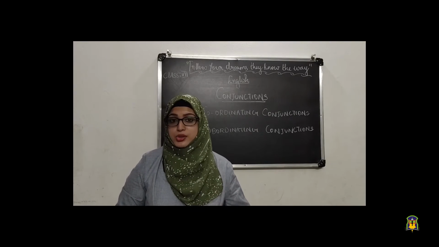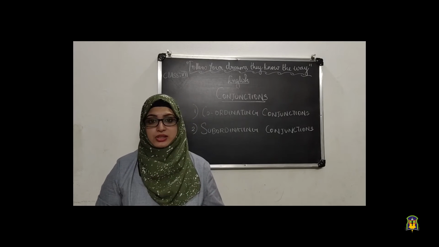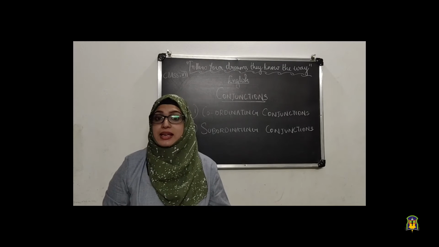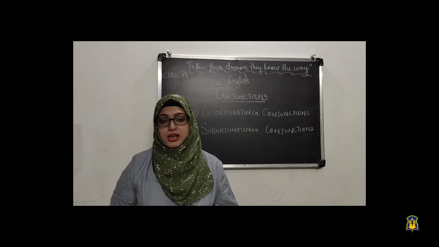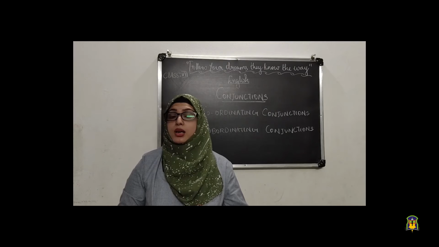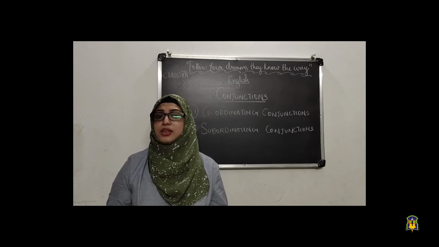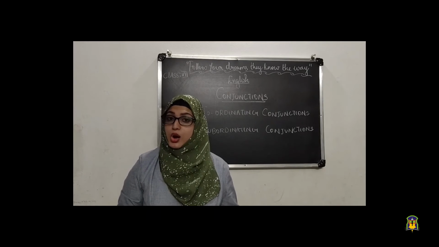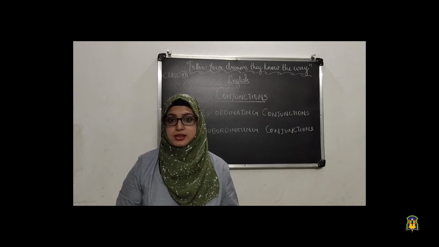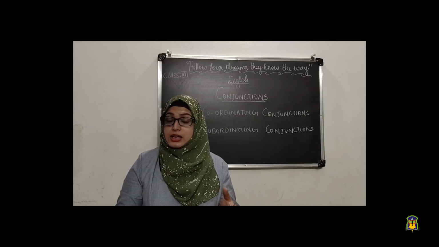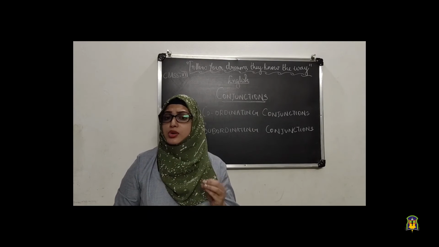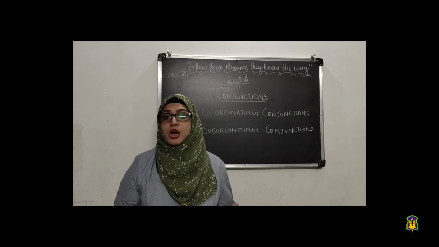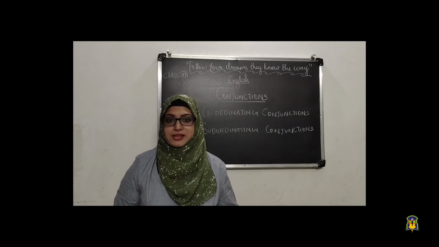So in this lesson we are going to see two main parts of conjunctions. One is coordinating conjunction and the second one is subordinating conjunction. Now we are going to see in detail what are coordinating conjunctions and which are the different parts of it. So what are coordinating conjunctions? Coordinating conjunctions are used to combine ideas. They show the logical relationship between them. The most commonly used coordinating conjunctions are and, but, or, either, neither, etc.